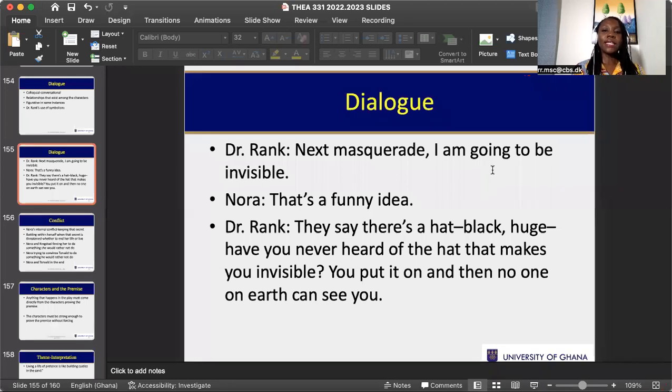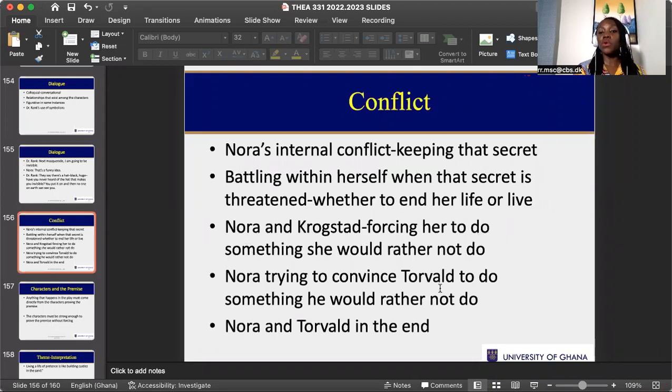And then he said, they say there is a hat, black, huge. Have you never heard of that hat that makes you invisible? You put it on and then no one on earth can see you. So he's speaking in a metaphorical way, but then he's talking about his death. Okay, so even though the language is conversational, you find these occasional symbolisms and metaphorical or figurative use of language there.